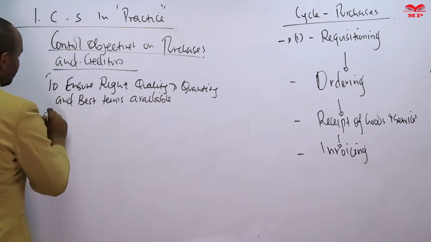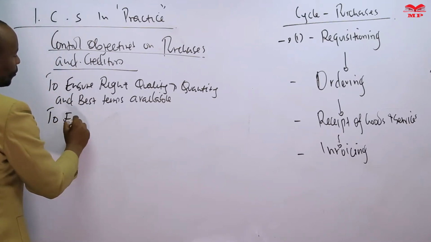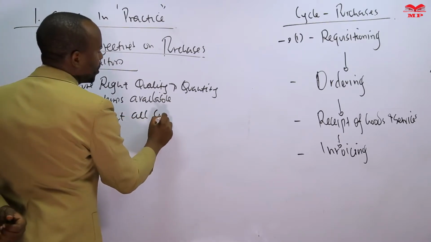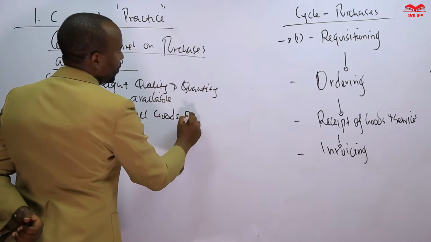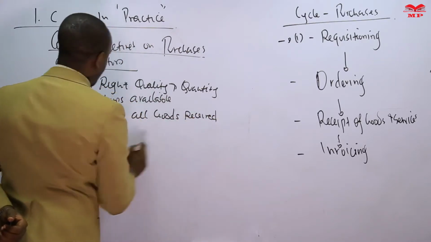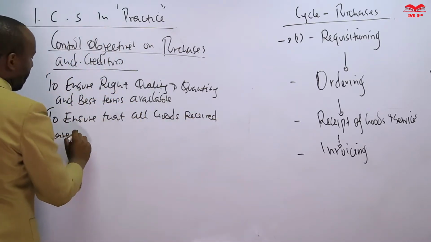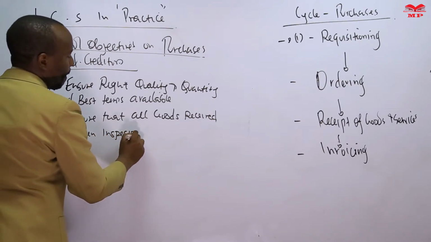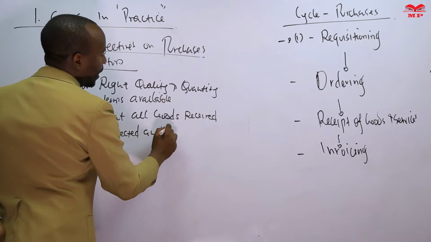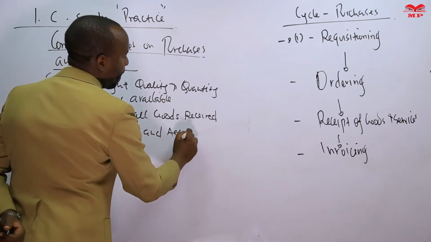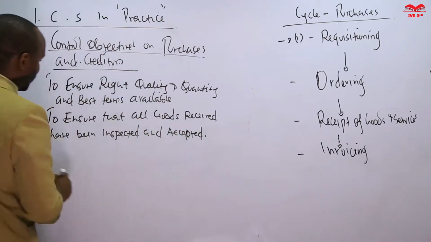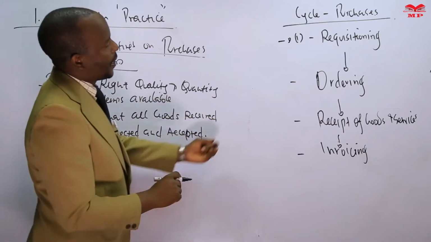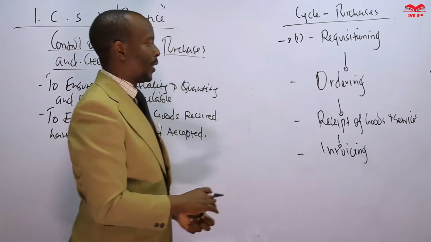To ensure that all goods received have been inspected and accepted. So I have my objective number 2. Look at the way I'm designing my objectives. They're coming from the activity. Activity 1 was requisitioning and ordering.